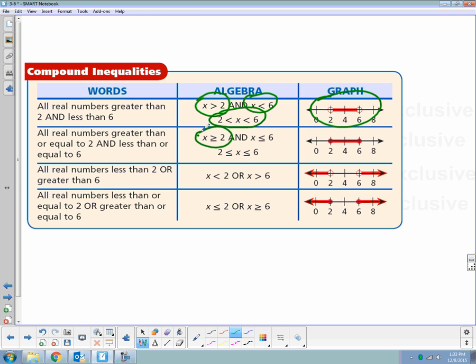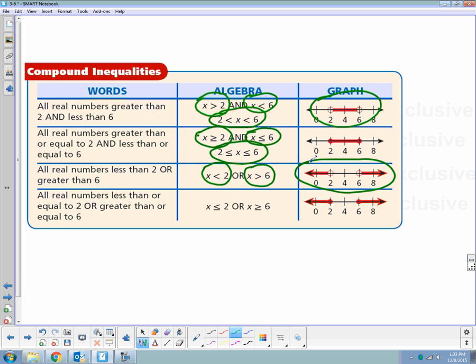X is greater than or equal to 2, and x is greater than or equal to 6. X is somewhere in between 2 and 6, and we're including them. We're going to look at some "or" ones, too. You might say that, well, it could be this or it could be that. X could be less than 2, or x could be greater than 6. And that's how that graph would look.